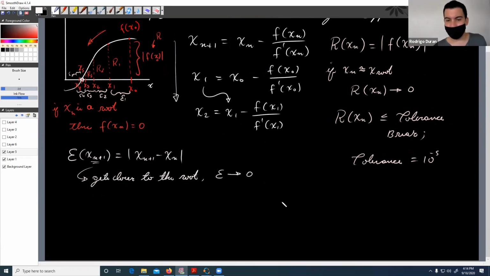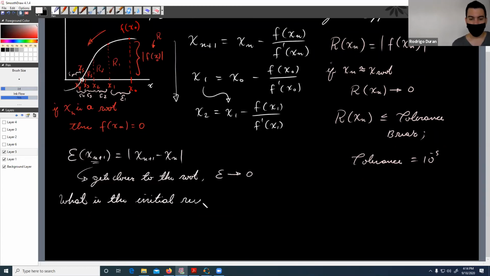And you will be asked questions like, for example, what is the initial residual? For any of these methods, they will just ask you, initial residual. So if they ask you something like this, what is the initial residual?